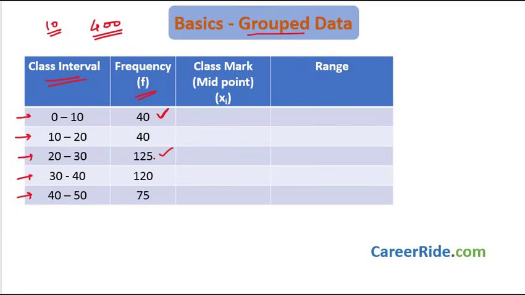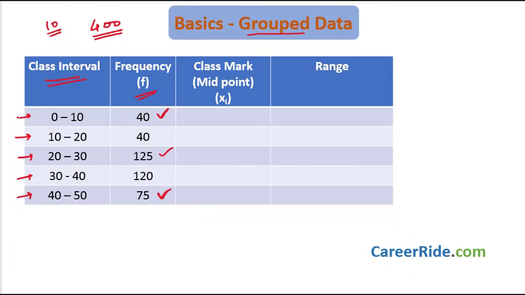This is the frequency, right? 40 to 50 marks, between 40 and 50 there were 75 students. So this is frequency again, okay? Now each of these class intervals has got a limit, a lower limit and an upper limit.